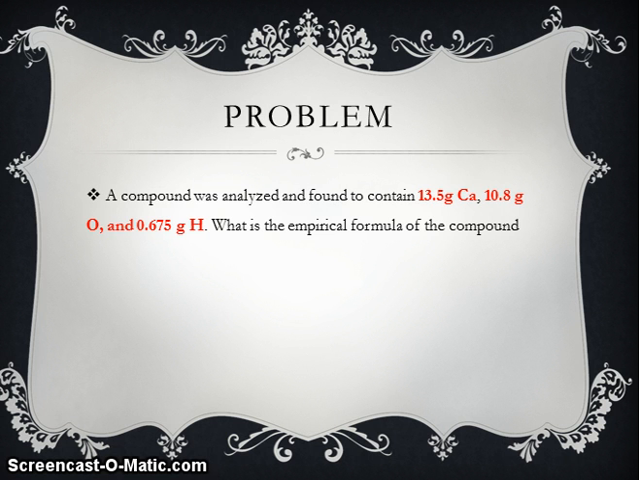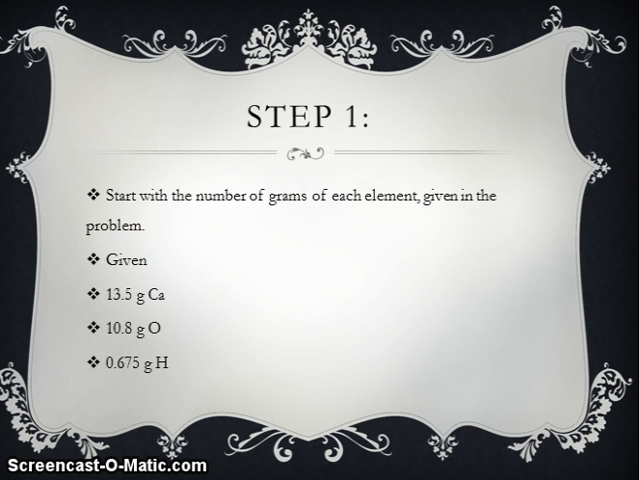The problem that I chose was: a compound was analyzed and found to contain 13.5 grams of calcium, 10.8 grams of oxygen, and 0.675 grams of hydrogen. What is the empirical formula of the compound? Step 1 is to start with the number of grams of each element given in the problem. So what was given was 13.5 grams calcium, 10.8 grams oxygen, and 0.675 grams hydrogen.